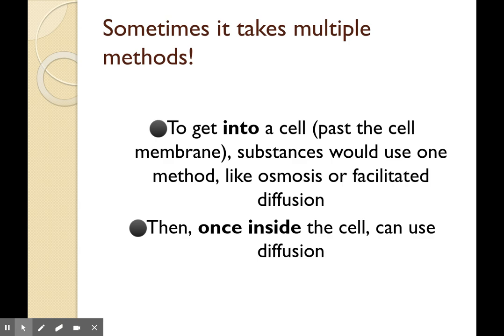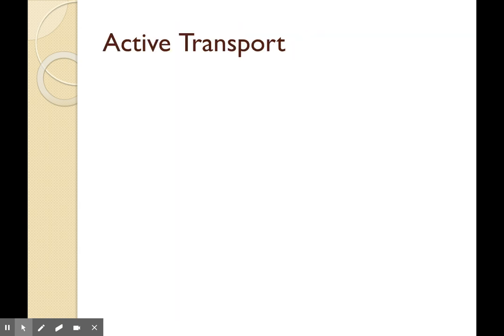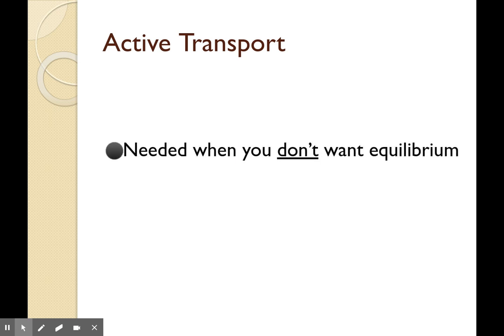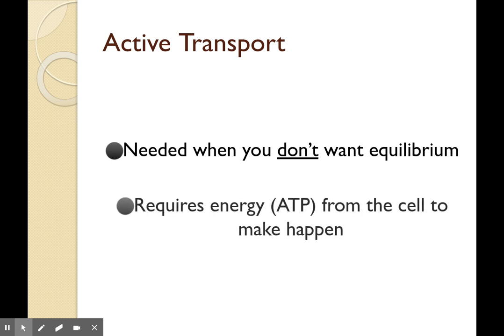And then once inside the cell, it can actually just use regular diffusion to spread out. All right. Active transport is the opposite of passive transport, and that means it is when you don't want equilibrium. The cell actually wants an uneven amount of a substance, and it wants a high concentration of a substance. Now, because this is fighting what happens naturally, that's going to require energy.